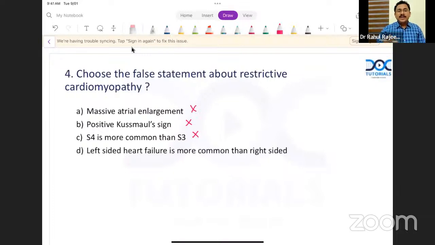So the patient may have features of pedal edema, raised JVP, ascites. All these features may dominate the clinical picture in restrictive cardiomyopathy, and hence that is going to be my answer, option D. It should have been right-sided heart failure is much more common than left-sided heart failure. I hope it is clear. Give me a thumbs up in the comment section if you have understood that, and let us move on to the next question.